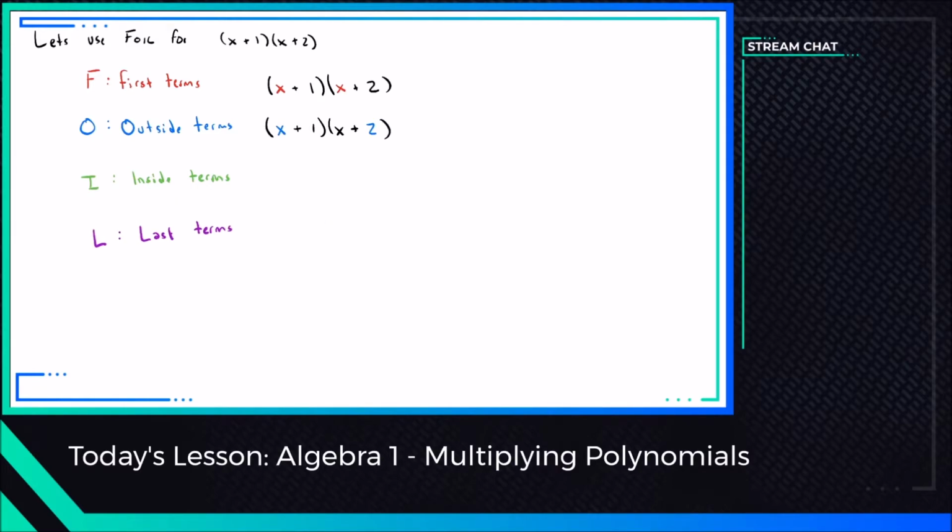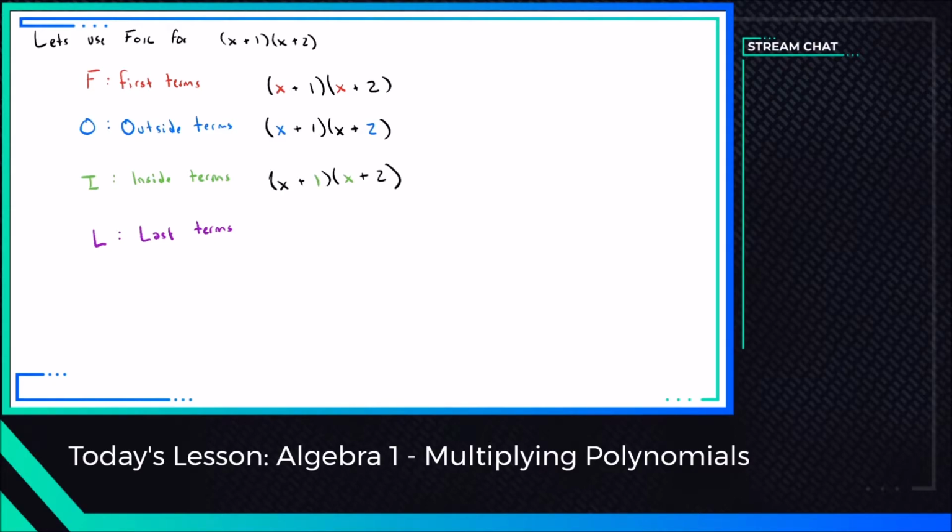All right. Your inside terms now. So if your outside terms are the two that are furthest on the outside, our inside terms are going to be the terms that are right next to each other in the parentheses. So that's going to be the 1 in the x plus 1, and that's going to be the x in the x plus 2. And then finally, move that down. Finally, we're going to have our last term.